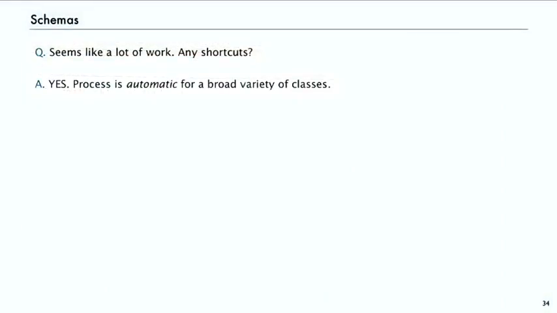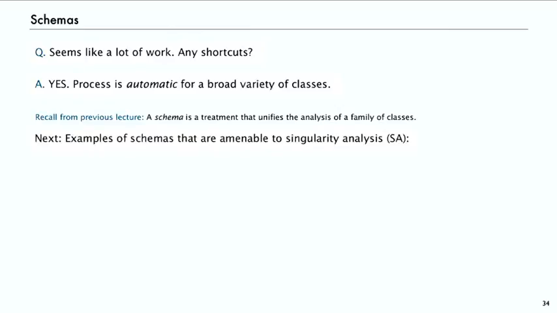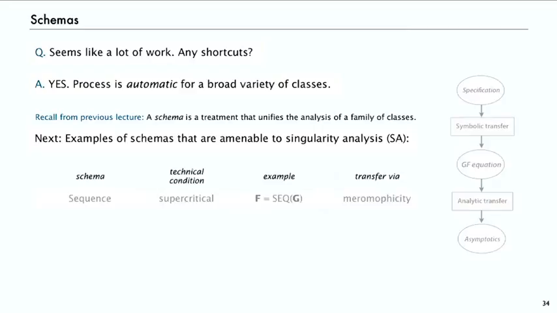And the answer is yes, that the process is really automatic for a broad variety of classes. And we'll look at some examples. We saw one of these in the previous lecture, where we refer to a treatment that unifies the analysis of a family of classes as a schema. And now we're going to look at examples of schemas that are amenable to singularity analysis. They get us into the top level of analytic combinatorics, where we can go from the spec to the equation via the schema right to the coefficient asymptotics.